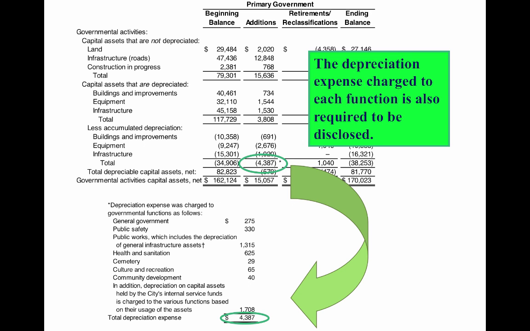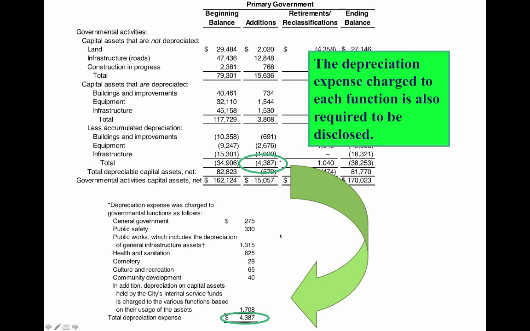One of the other things this note does is it takes the depreciation expense, which it has shown you first by the types of capital assets that are being depreciated. In this case, they've broken it out: buildings and improvements, equipment, and infrastructure that isn't being reported using the modified approach. This government uses the modified approach to report its roads, so they're not depreciated.